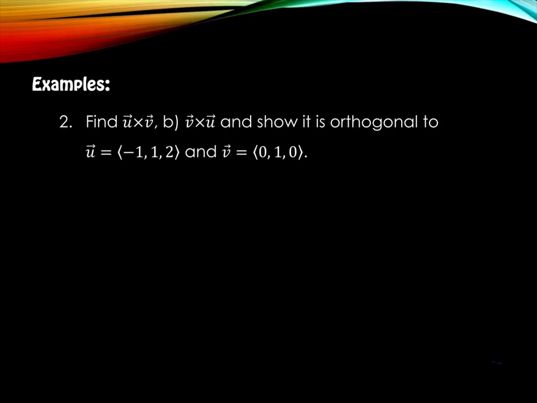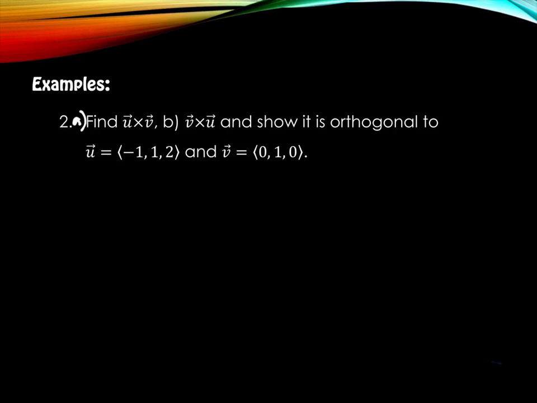Okay, so we have a U and a V. That should say A at the beginning. Find U cross V, and B, find V cross U, and then show that it's orthogonal to... This is not worded very well. So it's orthogonal to U, which is -1, 1, 2, and orthogonal to V, which is 0, 1, 0. I'll reword that and it'll sound better later.